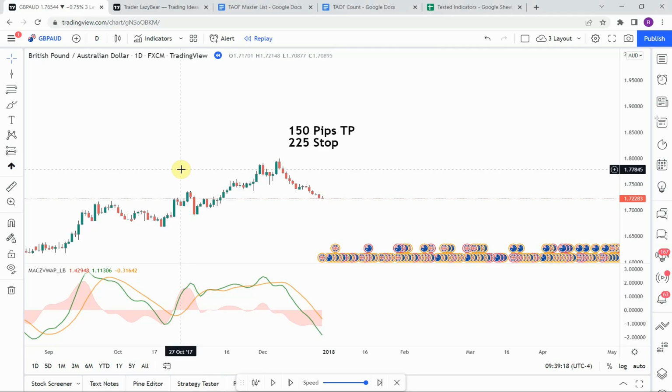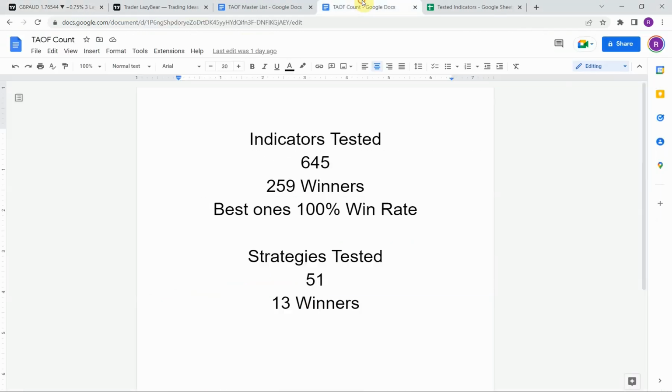Alright, as I said, today we will be testing the MacZ VWAP indicator. Before we do though, I wanted to put the testing scoreboard up for everyone to see. So to date, we have tested a total of 51 different strategies, with 13 of them being profitable. We've also tested a total of 645 indicators, with 259 of them being winners. The best ones so far were able to achieve a 100% win rate.